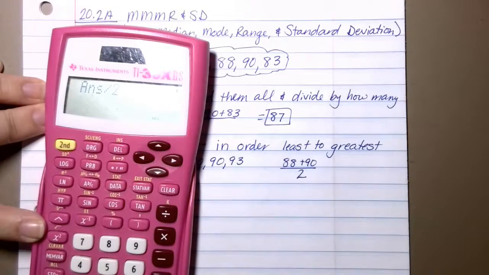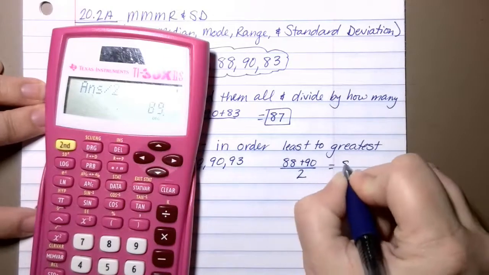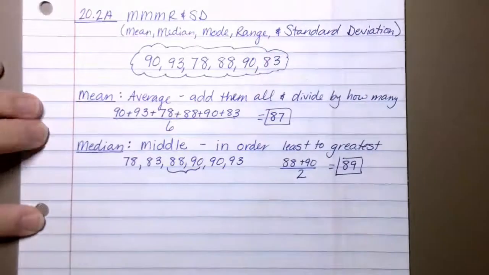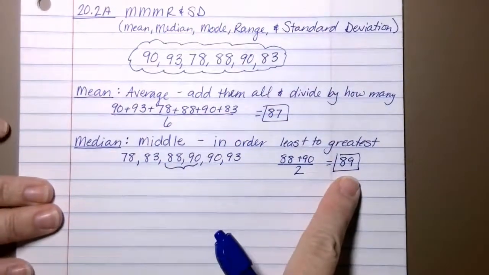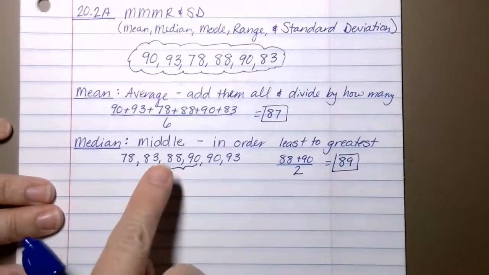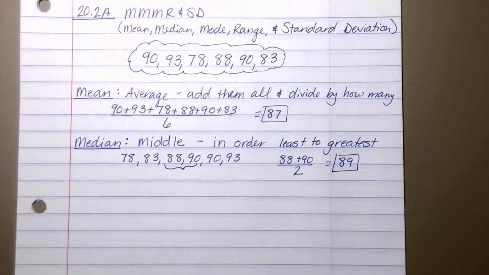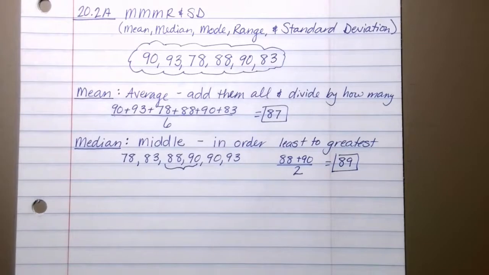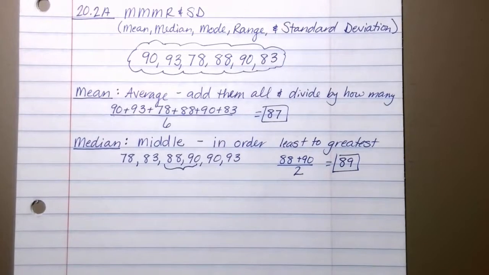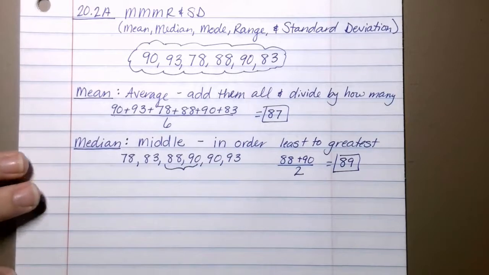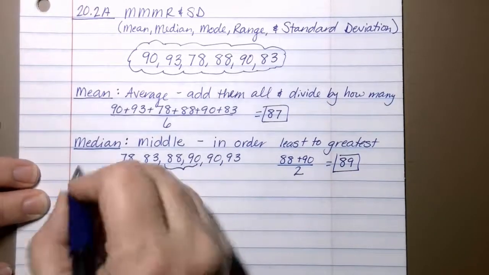Divided by 2, yep. So my median is 89. There is a chance that the median might actually be a number that's not on your list, because it ends up falling between those 2 middle values. If it doesn't have 2 middle values and it only has 1 middle value, then that is your median. Capiche? We good?